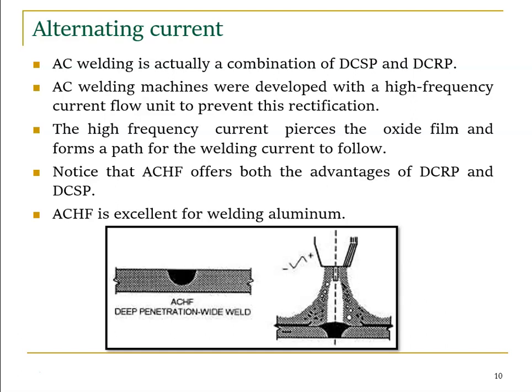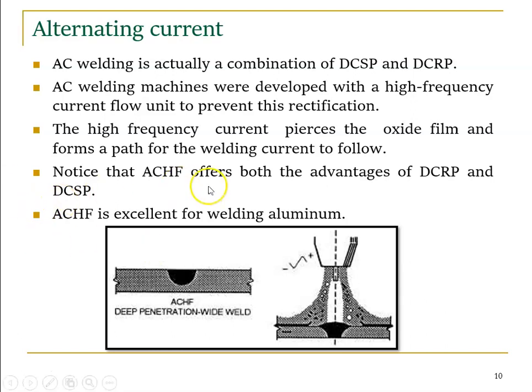AC welding machines were developed with a high frequency current flow unit to prevent rectification. So generally it is used with high frequency. The high frequency current pierces, meaning making a hole or punch. The high frequency current pierces the oxide films and forms a path for the welding current to flow. It will create the hole, and that hole is used to pass the arc. That arc is used to raise the temperature, and that temperature is used to join two metals.